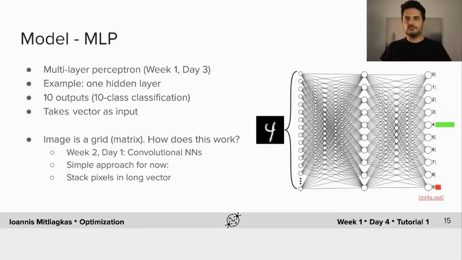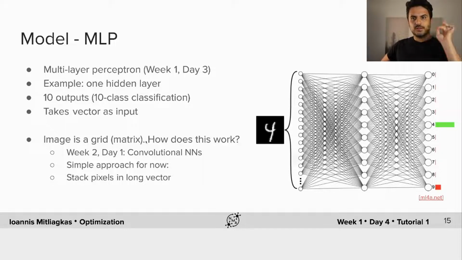This MLP, the multi-layer perceptron, takes as an input a long vector, right? This is a long vector of values. But our images are represented as, let's say, matrices, as a grid, 28 by 28. What are our options here, right?